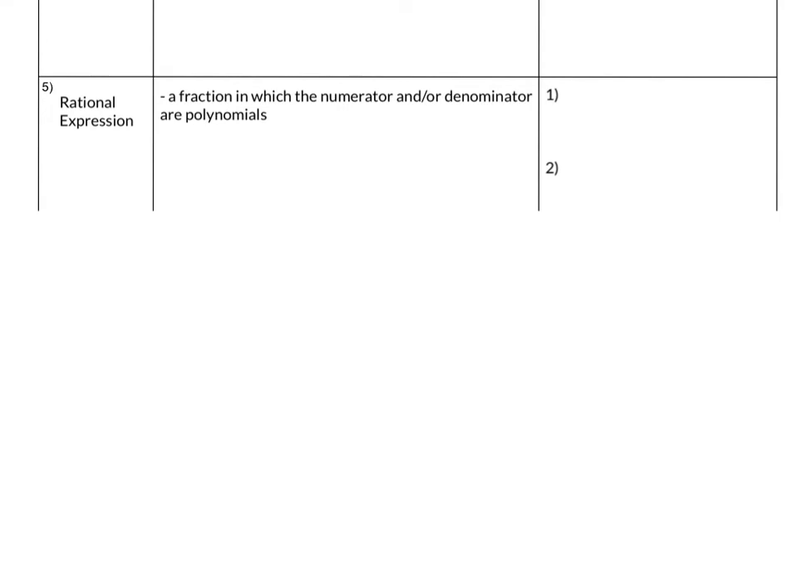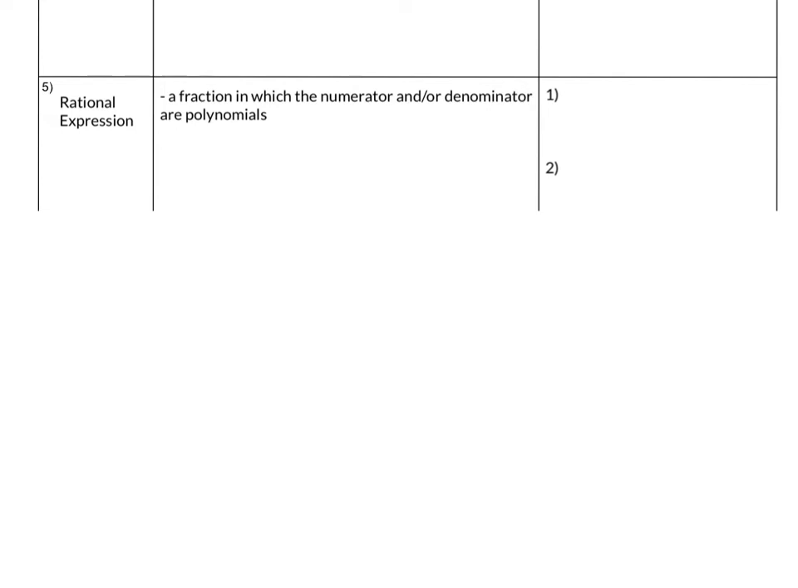Our number 5 vocab word is a rational expression. And rational is a fancy term for fraction. So a rational expression is a fraction in which the numerator or the denominator are polynomials. So basically that means it's a fraction with variables in it.